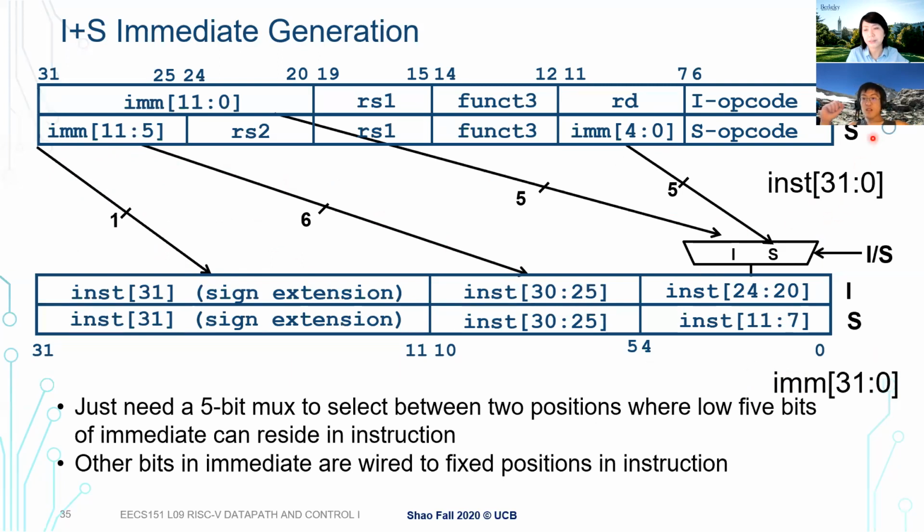The only thing different between those two formats is the lower 5-bit, whether it comes from the region originally used for RS2 or the region originally used for the destination. Whenever we have a choice to make that depends on the instruction, we always need a mux to select. If it's an I-type instruction, we use the RS2 field for the lower 5-bit, but if it's a store instruction, we use the destination 5-bit field for the lower 5-bit.